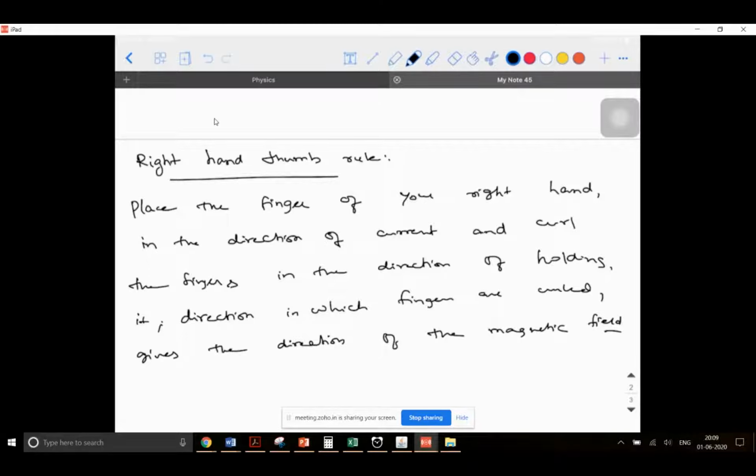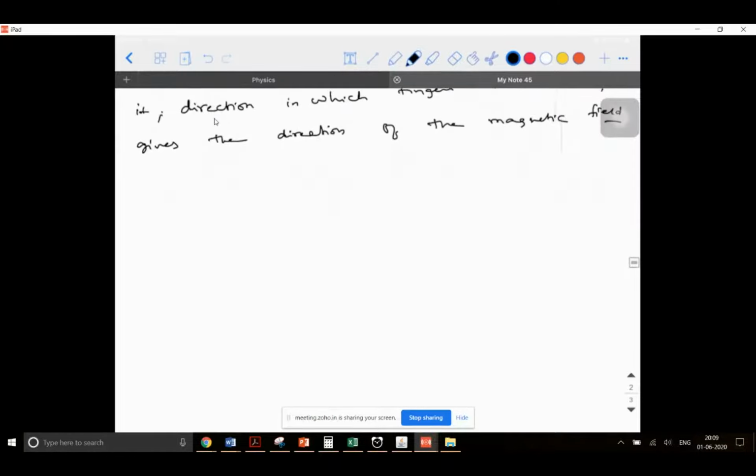So if you have finished this, we will go to the next step. So the next step is going to be, I'm going to explain a little bit about cross product.